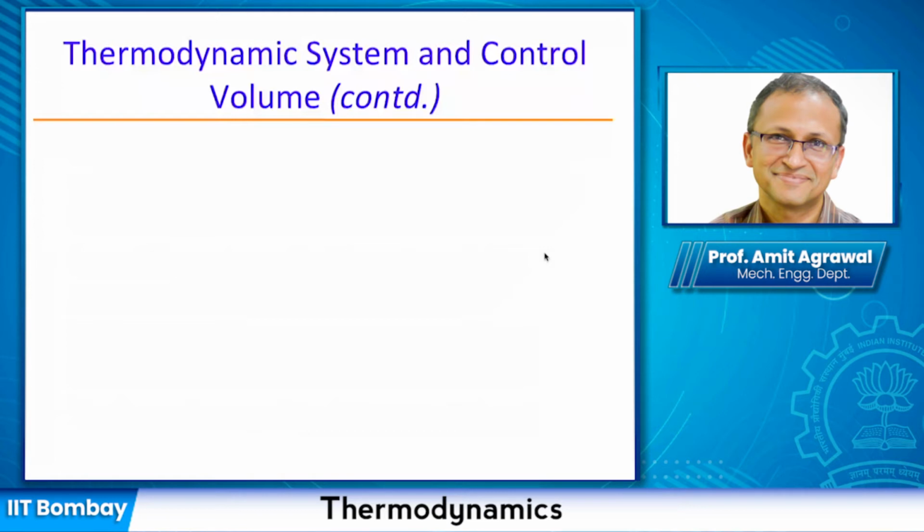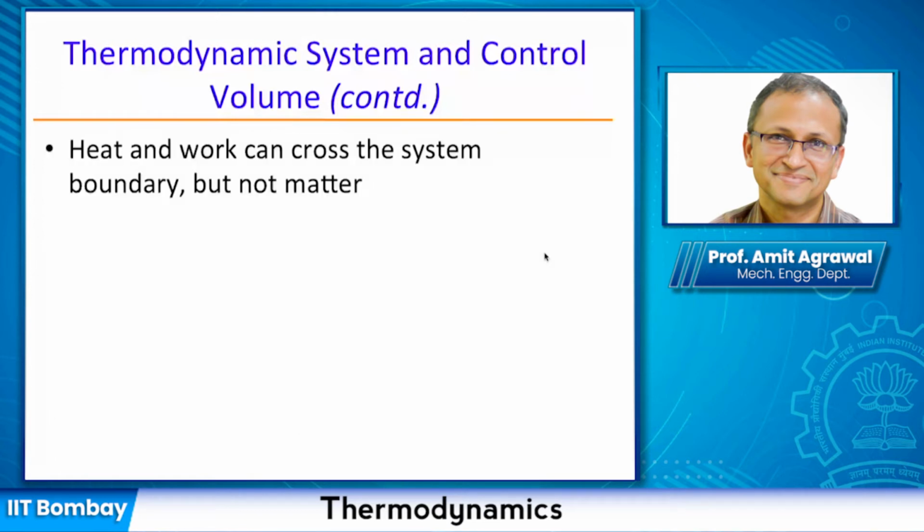And what we would see is that heat and work can cross the system, but not matter. This is one important difference that we are going to see, whether we are going to let matter or mass cross the system boundary or not. In this case, we are not letting the mass cross the system. So whatever is inside the balloon stays there. I can deform that balloon, but I'm not allowing any mass to either enter or leave the balloon.